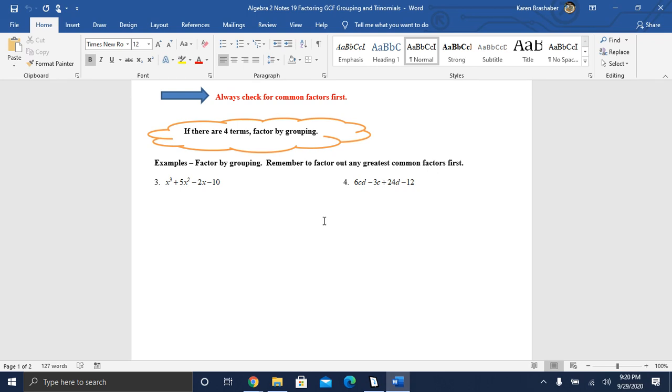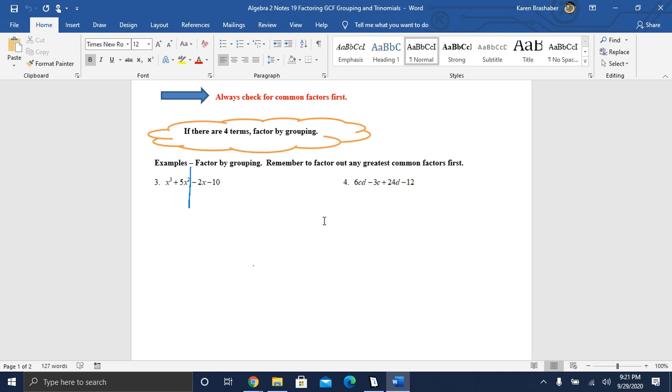I have x to the third plus 5x to the second minus 2x minus 10. I should think to see, is there any number other than 1 or a variable that would divide into each one of these terms? And no, there is not. So since I have 1, 2, 3, 4, I have 4 terms, I'm going to draw, I would call it a cut line. So I'm going to separate 2 terms and 2 terms.